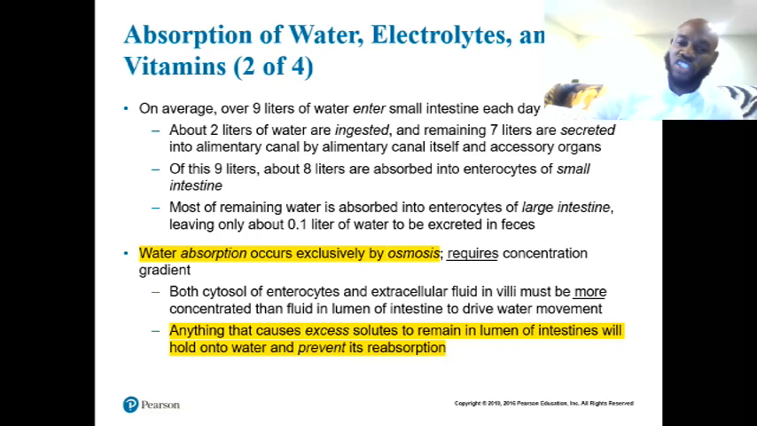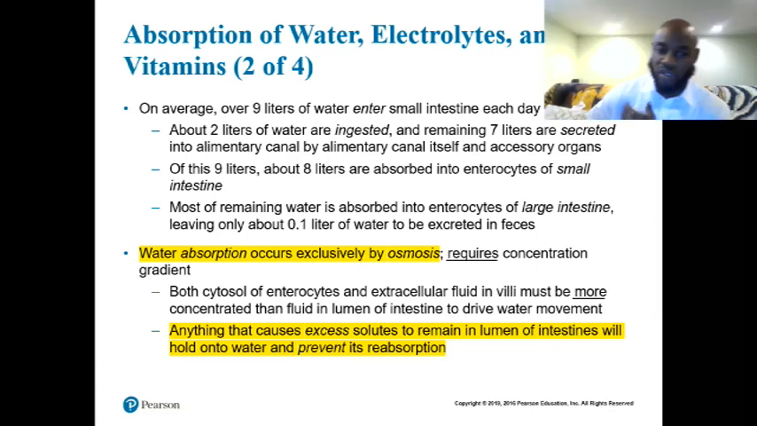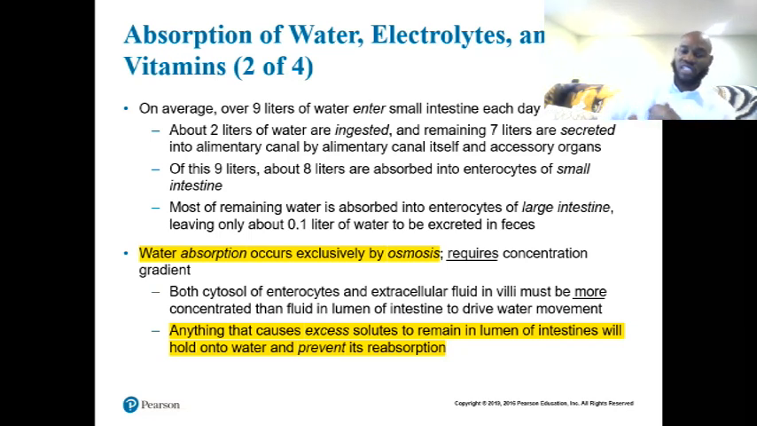Water absorption occurs exclusively by osmosis. So it requires a concentration gradient, right? Remember, water moves from low concentration of solute to high concentration of solute. So the cytosol of the enterocytes and extracellular fluid in the villi must be more concentrated than the fluid in the lumen, so the water will move into the enterocytes. Anything that causes excess solutes to remain in the lumen of the intestines will hold onto water and prevent its reabsorption, right?